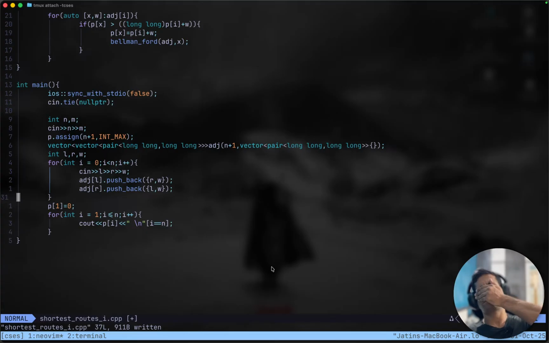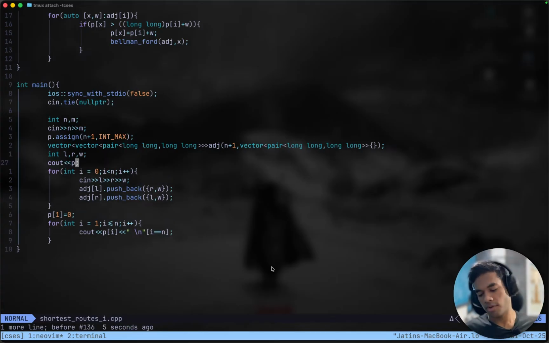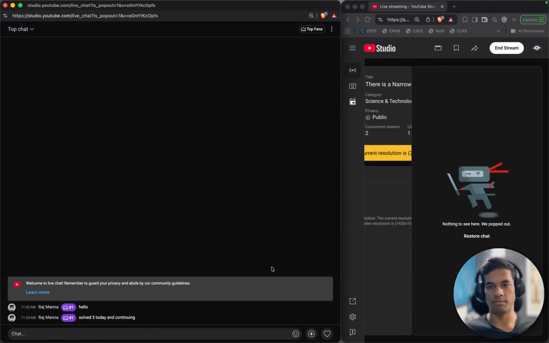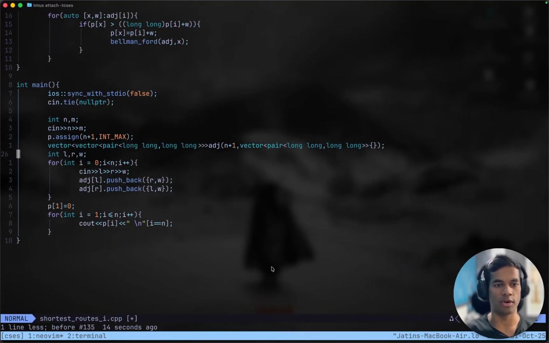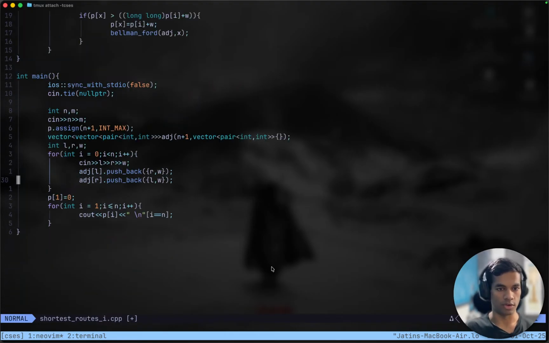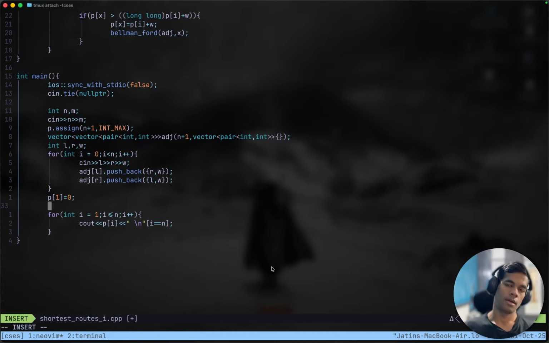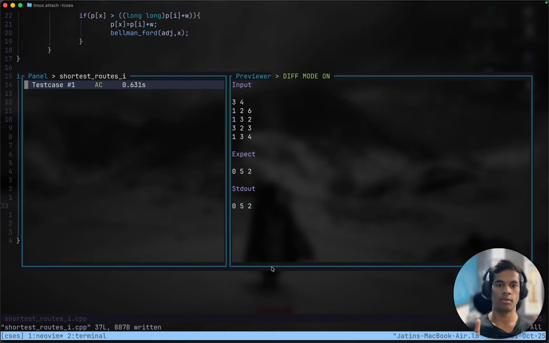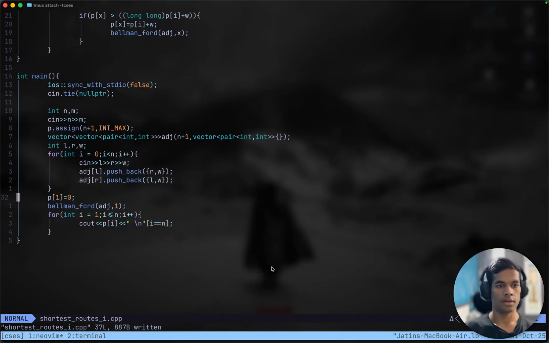Of course, because we are never calling the Bellman-Ford function, of course it is wrong. So we don't even have to change things to long. This line would work. We just have to call the function after this, and that is Bellman-Ford ADJ starting from node 1, and now it does work. That is pretty nice.